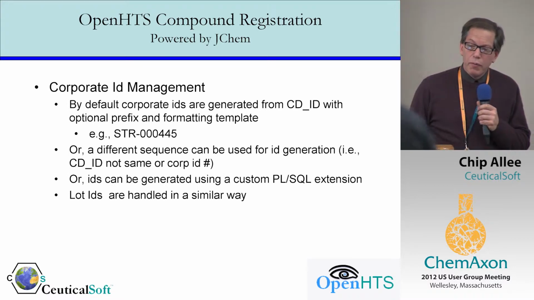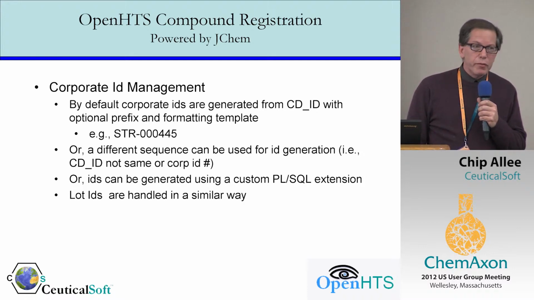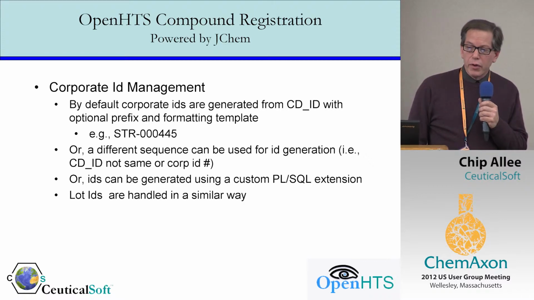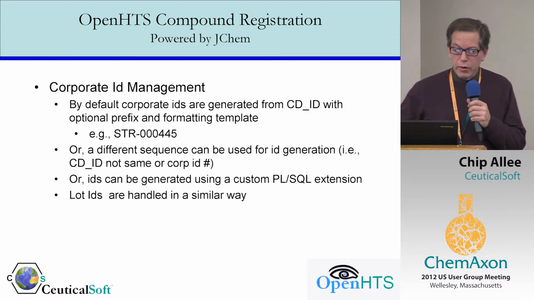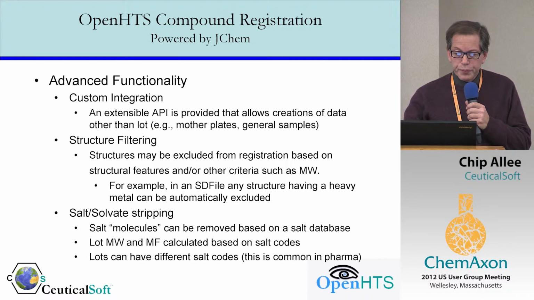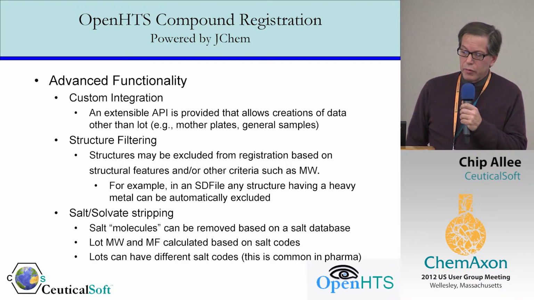Compound ID management. You go into most places and they already have some existing scenario, the way they handle their corporate IDs. This is designed to handle any sort of corporate ID format, customized ID generation, lot ID generation, et cetera. And there are a lot of API customization capabilities built in. All sorts of integration can be done through the combination of .NET, the JChem .NET API, and through our APIs.